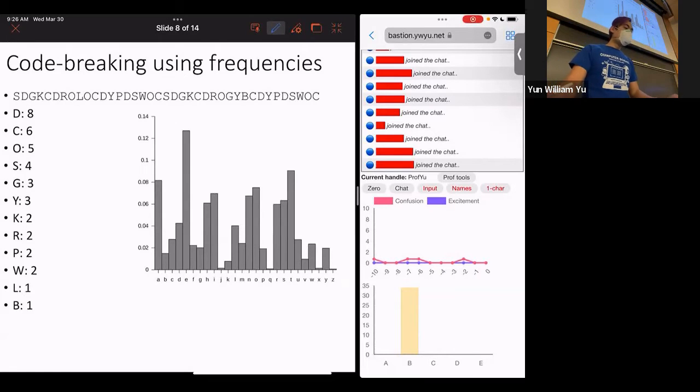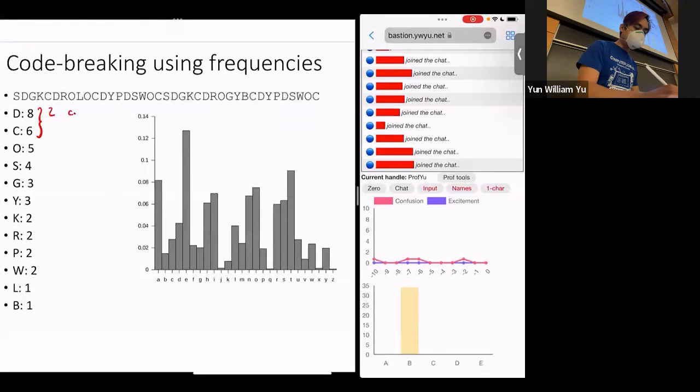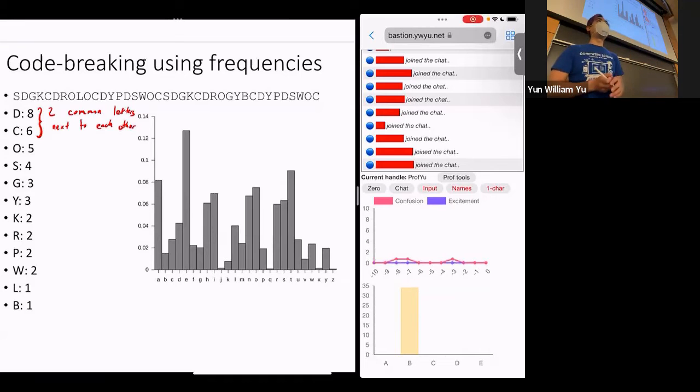One thing you might notice is that C and D are 2 letters next to each other that are both common. So we have 2 common letters next to each other, right? The 2 most common letters we know are next to each other.